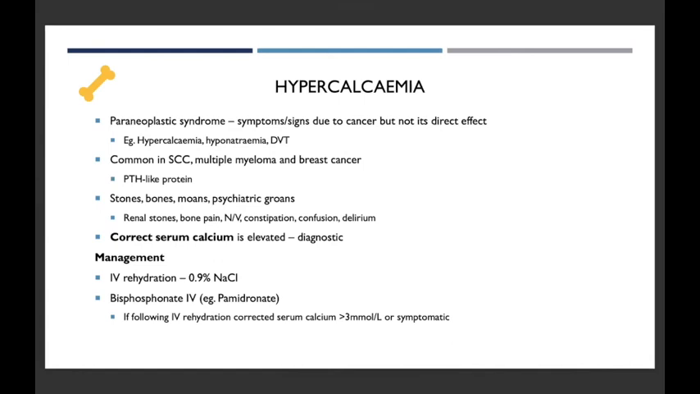In terms of hypercalcemia, they've got a parathyroid-like protein that's stimulating increased calcium, and they're going to come up with the typical symptoms of this. As you know, the mnemonic: stones, bones, moans, psychiatric groans. So basically renal stones, bone pain, nausea and vomiting, constipation, and confusion. How do you investigate it? Do a corrected serum calcium. If that's elevated, above 3 millimoles per litre, that's diagnostic.